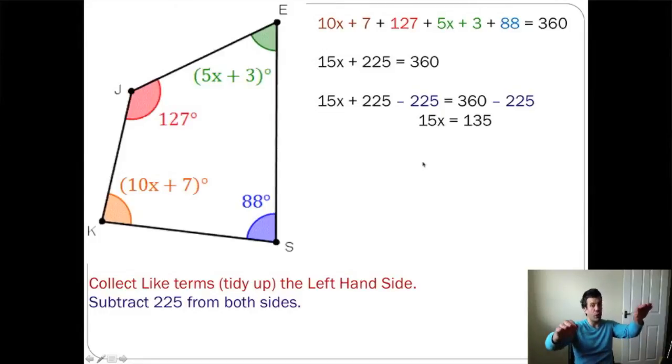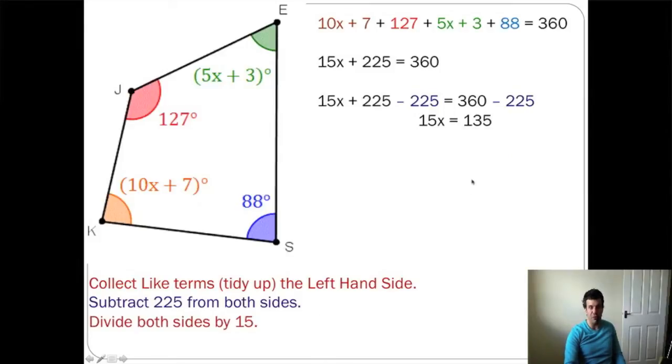The opposite of multiply is divide. But remember, don't just divide by 15 on the left. Keep it balanced. Do exactly the same to the right. Divide both sides by 15. 15 divided by 15 is simply 1. One lot of x. So this bit vanishes. You're just left with x.